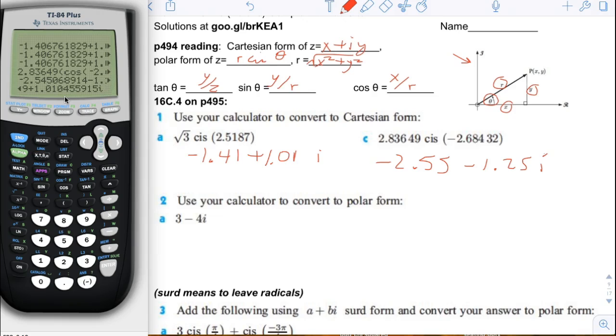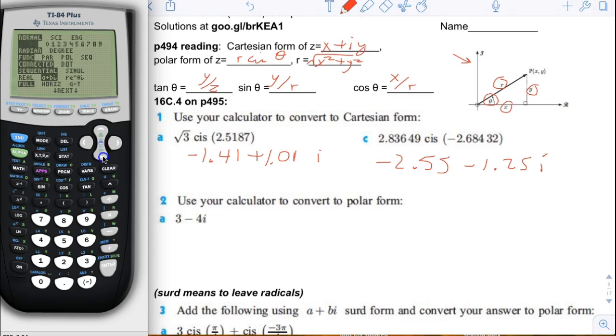Okay, all right. Number 2, use your calculator to convert to polar form, 3 minus 4i. There's a couple ways to do this. Let me show you the easy way first. So you'd go into mode, and you say, I would like to have Euler's form, which we're going to do next page, okay? And then I'm going to type in 3 minus 4i. Enter, and it gives me the Euler's form, okay? But let's do this separately. We'll do the modulus, and then we'll do the argument.